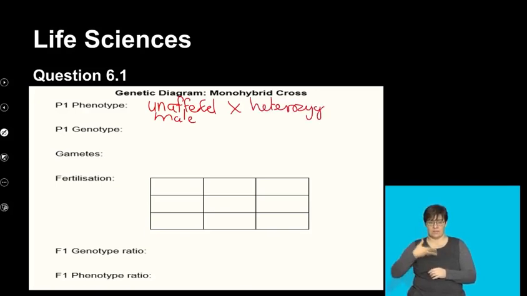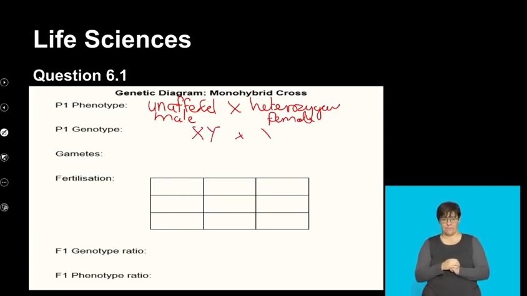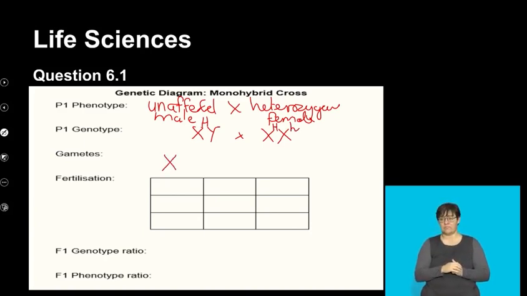heterozygous female. And this is the important bit now, guys, the genotypes. So the male is XY, crossed with a female, that's XX. At this point, we need to indicate the allele. So it's an unaffected male, so capital H, heterozygous female, capital H, small h. Note that I've clearly indicated the difference between my capital letters and the smaller letters.